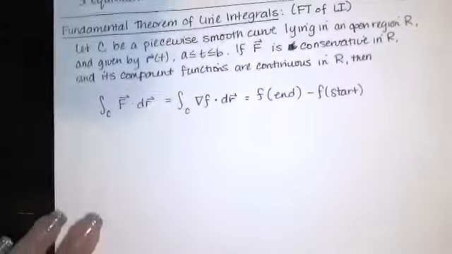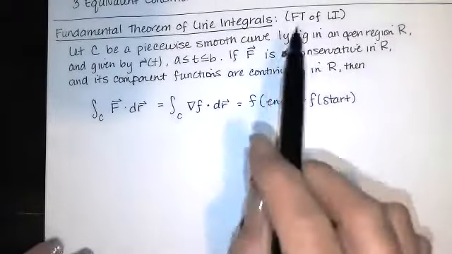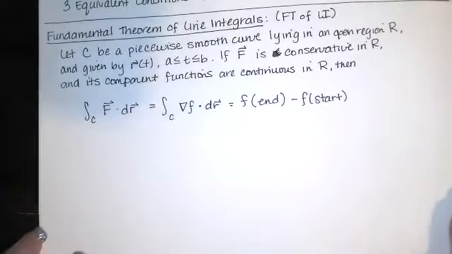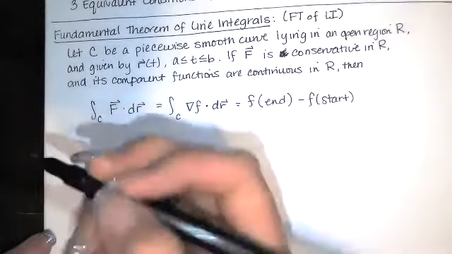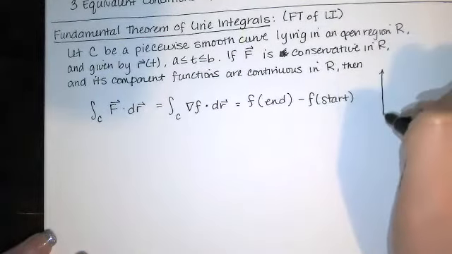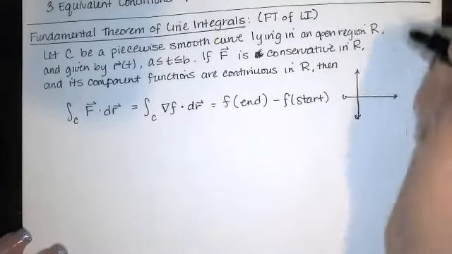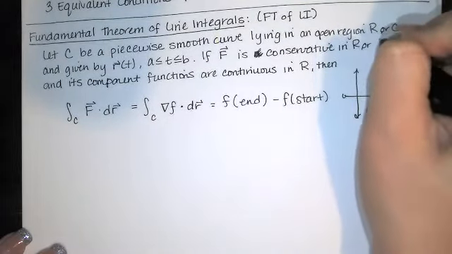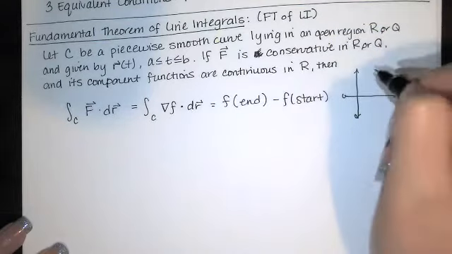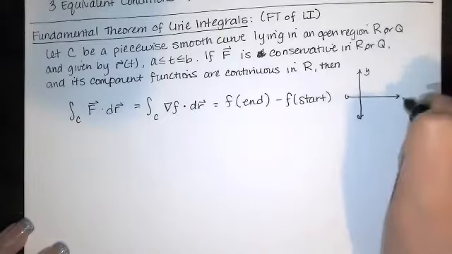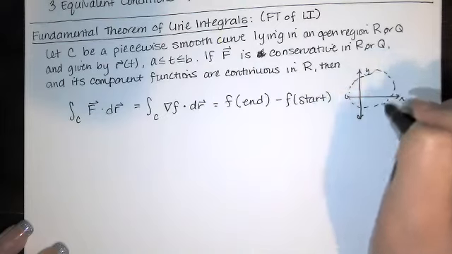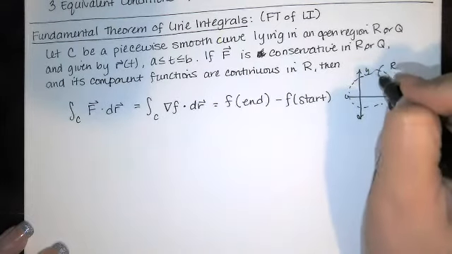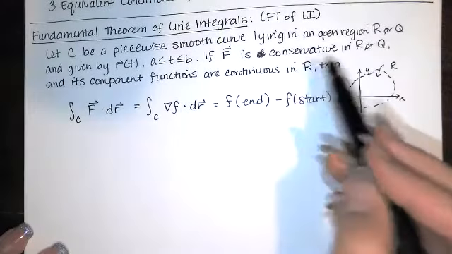So here's the theorem. The fundamental theorem of line integrals, which I will abbreviate this way from now on, says this. It says, let C be a piecewise smooth curve lying in an open region R. So we've got a region, let's just say we're in two-dimensional space. Yes, we could have an open region R, or Q is what we've been using in three-dimensional space, but it's still an open region. But for our picture, let's stay in 2D. So we've got some open region R, so that's a region that doesn't contain its boundary. And C is a piecewise smooth curve, and it's lying in this region.